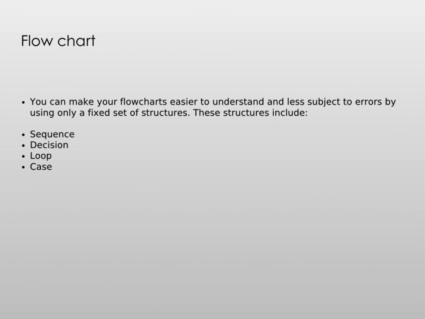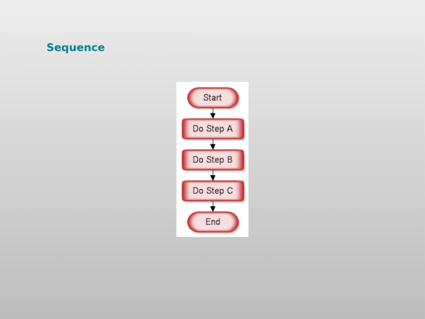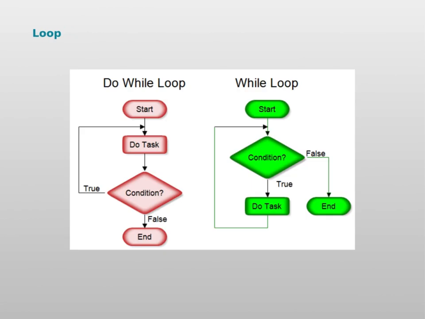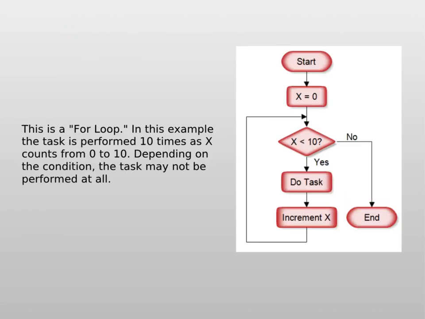Flowchart structures. You can make your flowcharts easier to understand and less subject to errors by using only a fixed set of structures. These structures include sequence, decision, loop, and case. Loop explanation: this is a for loop. In this example, the task is performed 10 times as x counts from 0 to 10. Depending on the condition, the task may not be performed at all.